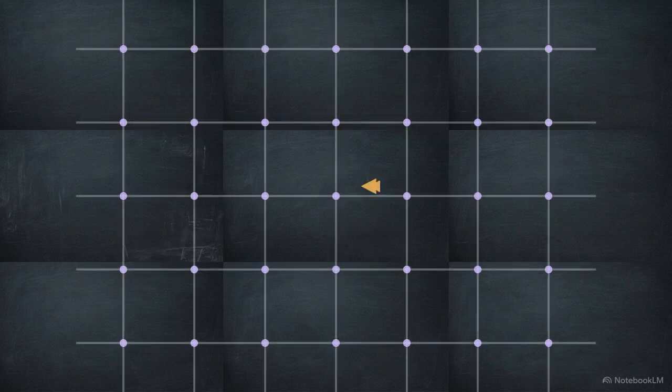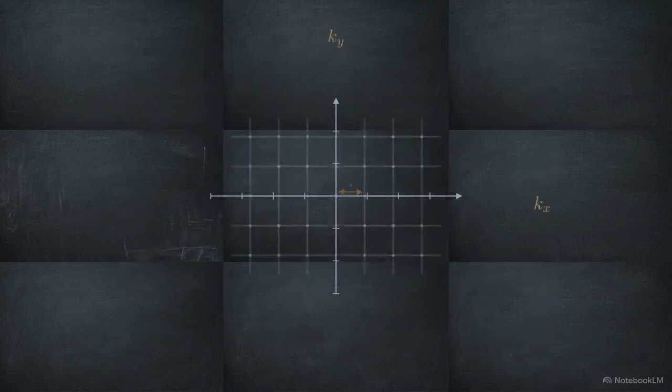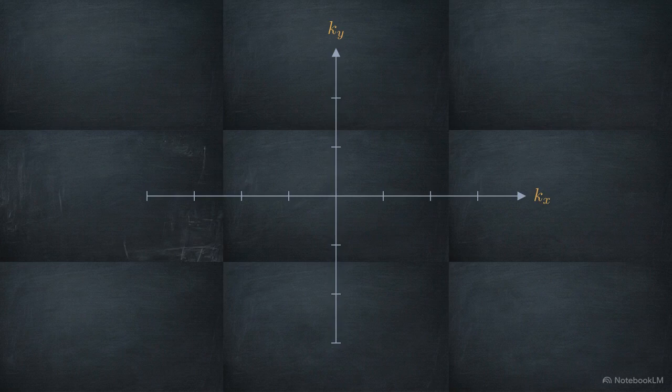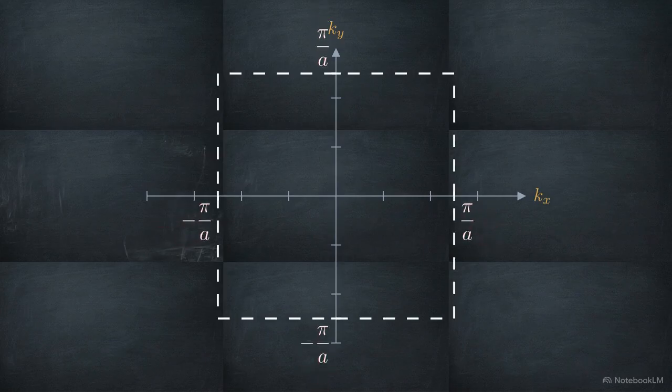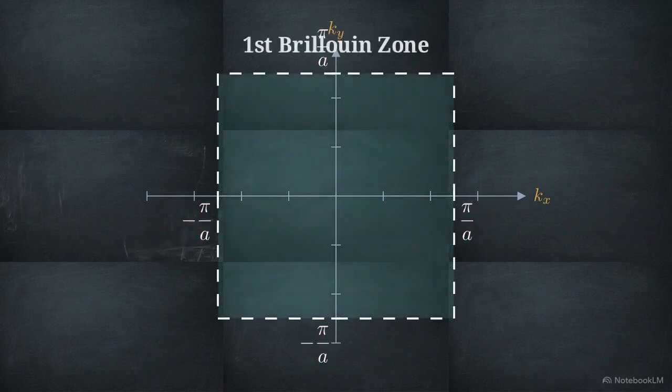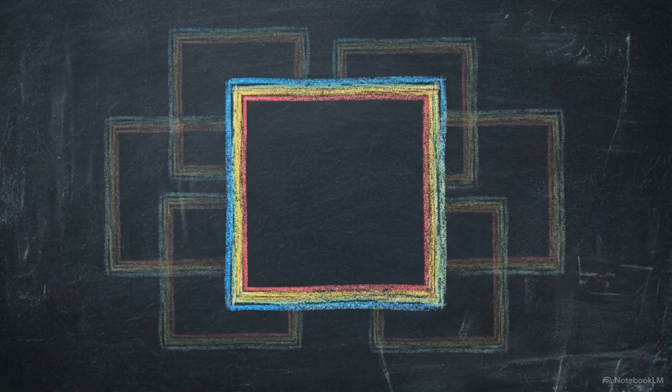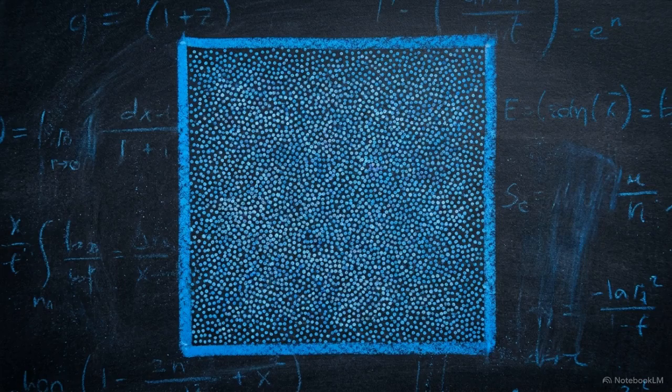We define the atoms as sitting on a square grid, separated by a repeating distance, a lattice spacing we call A. When we translate that repeating physical grid into reciprocal space, the geometry inverts. The boundary of this momentum space extends from negative pi over A to positive pi over A, forming the first Brillouin zone. This square is the essential repeating map. It contains the complete set of unique quantum wave vectors allowed for an electron within this specific crystal lattice.